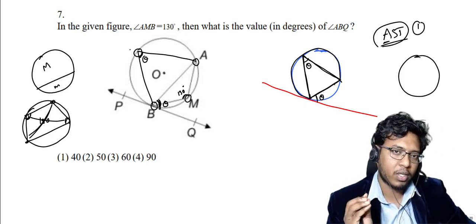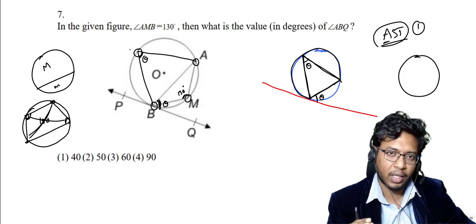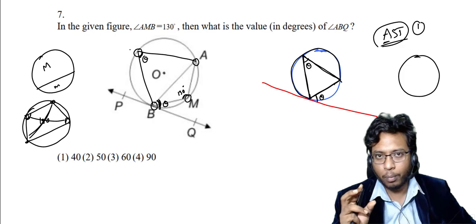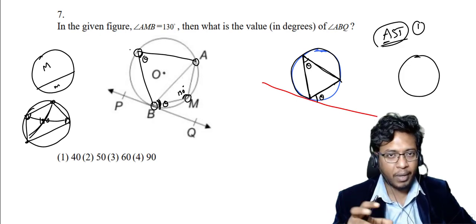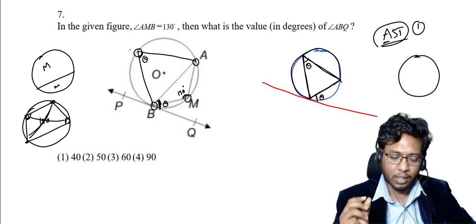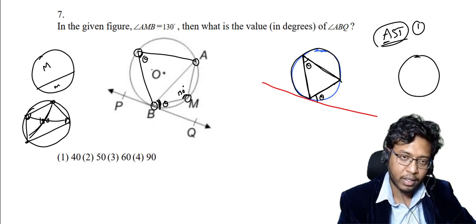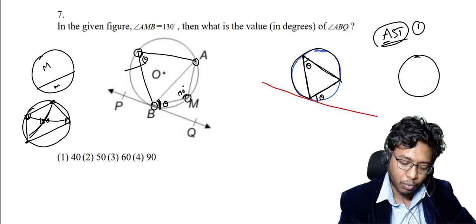Whenever you see 4 points on a circle, soon start thinking about cyclic properties. Okay, when you see 4 points on a circle, soon start imagining a cyclic quadrilateral. Then you will get an idea that the sum of opposite angles will be 180. That means what is this theta here? It will be 50 degrees.